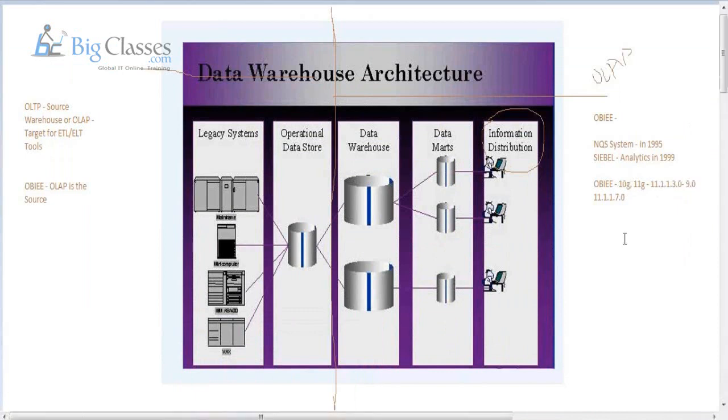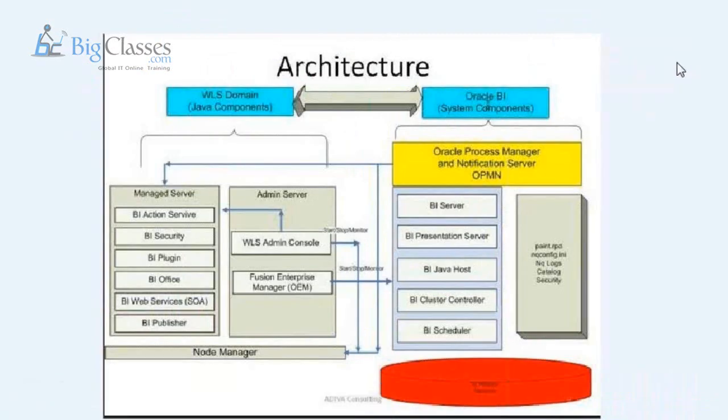When it comes to the OBIEE 10G version, there is no WebLogic concept. The 10G version is a two-tier architecture. In this two-tier, the OBIEE components are one tier, and the other tier is OC4J. When it comes to 11G, we have WebLogic, OC4J, and the node manager, and the third one is the Oracle OBIEE components. This is a three-tier architecture. So 10G is two-tier, 11G is three-tier. The architecture of OBIEE is this one.